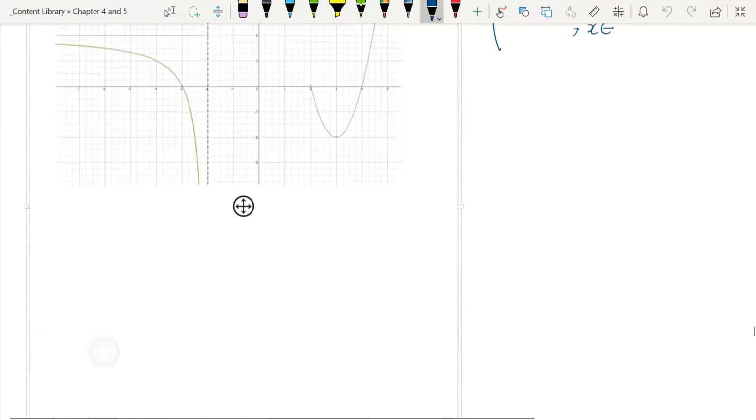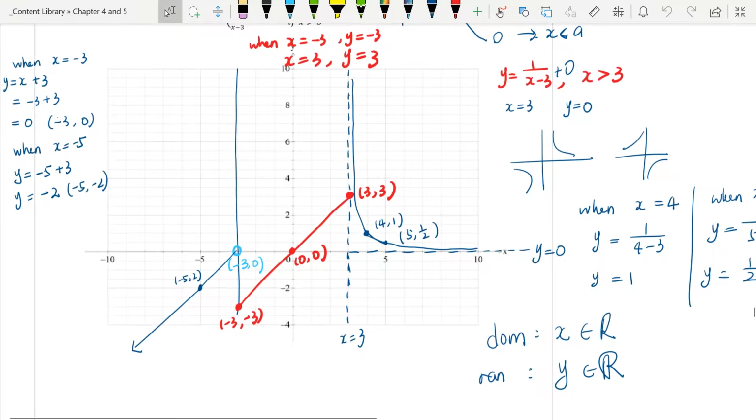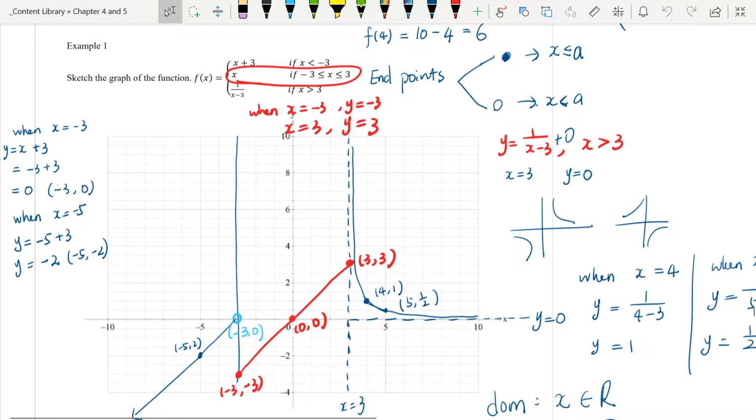So last lesson we talked about the hybrid function, which is given by different rules with different domains. Say for this one I have cut the real number x-axis into three sections. One section is when x is less than -3, one section is in between -3 and 3, and the other section is greater than 3.